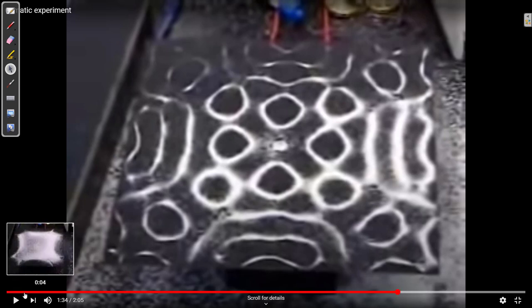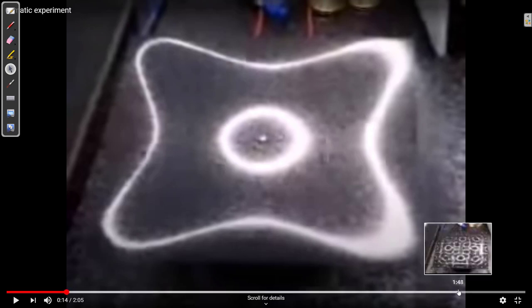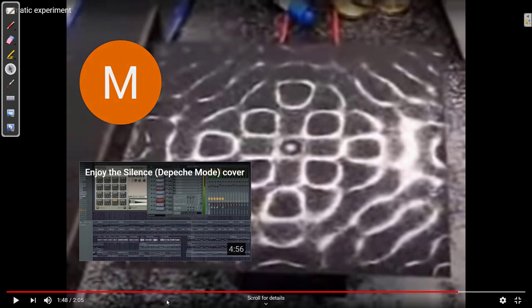Let's go back to here when it was very low. This is what the surface looked like when the vibration was very low. This is what the surface looks like when the vibration is very high.